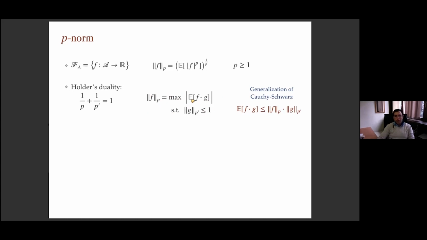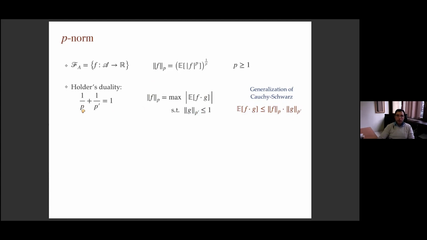In other words, this inequality, this optimization characterization of the p norm of f, tells me that the expectation of fg, or the inner product between f and g, is at most the p prime norm of g times the p norm of f. And this is really a generalization of the Cauchy-Schwarz inequality.